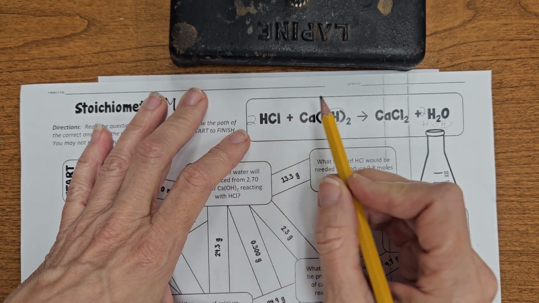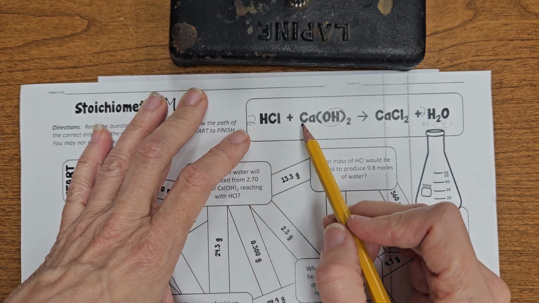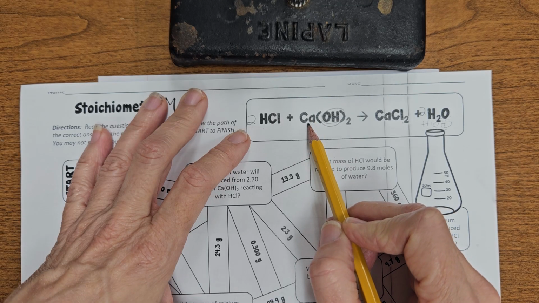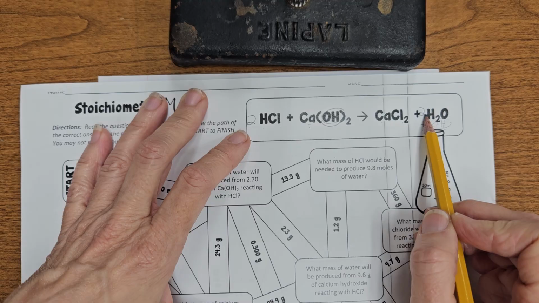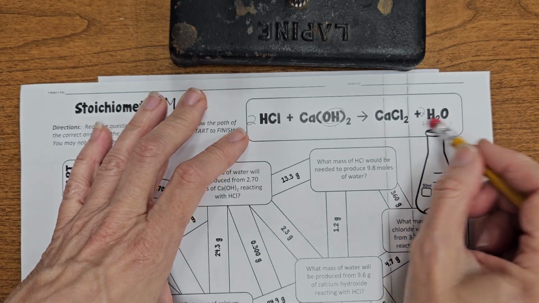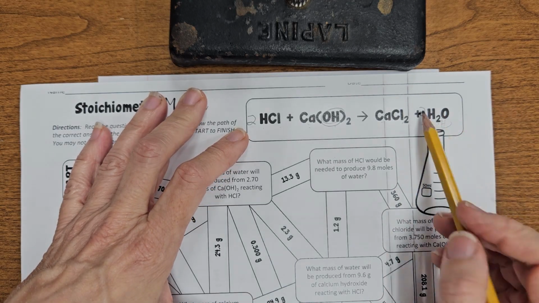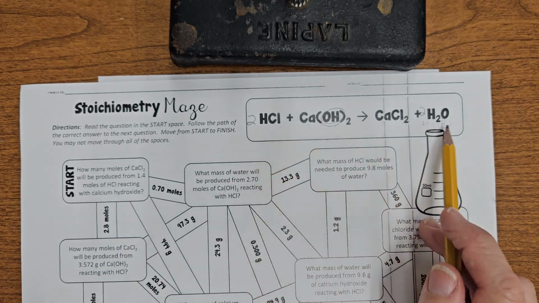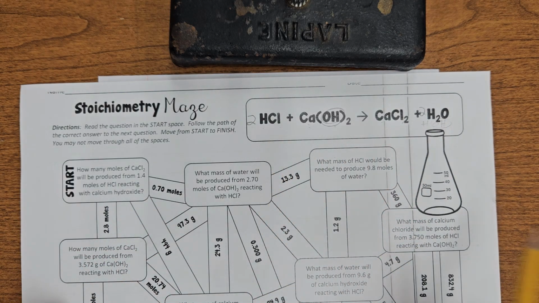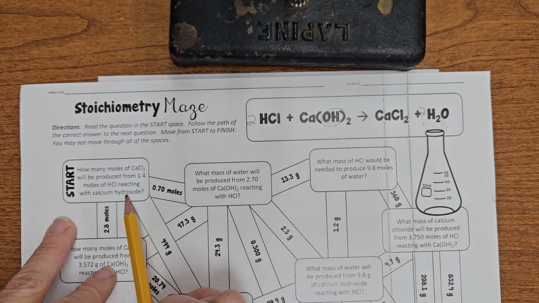2 moles of hydrochloric acid, hydrogen chloride, 1 mole of calcium hydroxide, 1 mole of calcium chloride, and 2 moles of water. I'll go ahead and make a video on balancing equations where I show you guys how to do that in full. But for right now, let's just go with this as our balanced equation. Let's go back to our question.